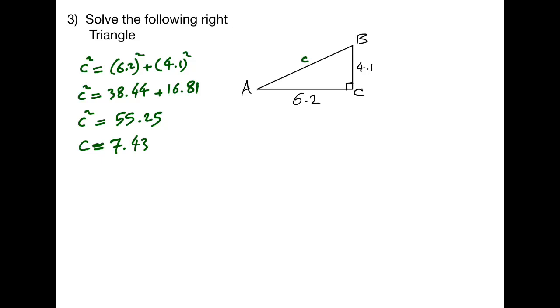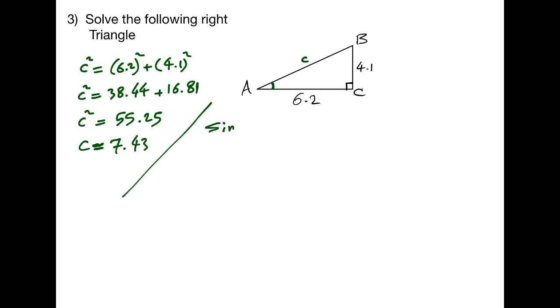All right, so we found the hypotenuse. Now it remains to find the angles. Let's deal with angle A first. I have all the sides here, so there's no difference which trig ratio I use. I can use either sine, cosine, or tangent to find the angle A. So let's go with sine.